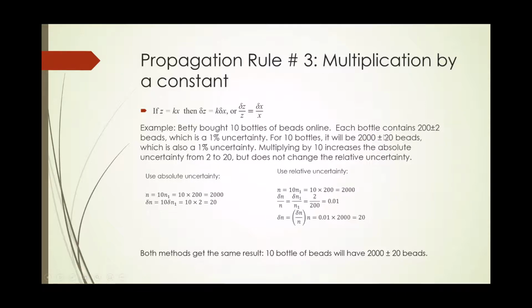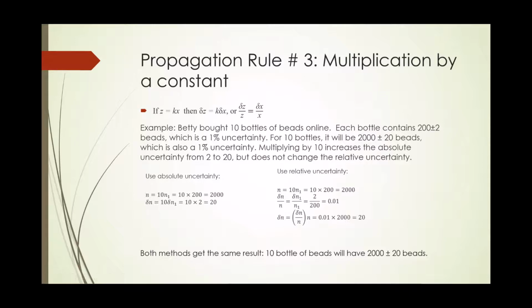Back to the same bottle of bees. Each bottle has 200 plus minus 2 bees inside, and that is 1% relative uncertainty. If you buy 10 of them, how many bees do you have? Well, it's 2000. To calculate the uncertainty of the result, if you use the absolute uncertainty, then you use delta z equals k delta x, and that is 10 multiplied by 2, so you get 20.